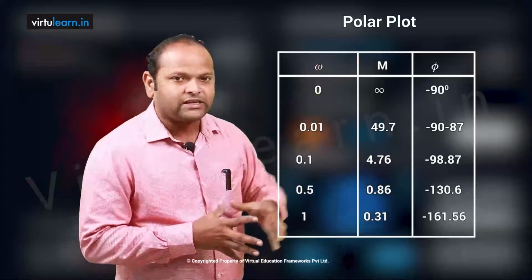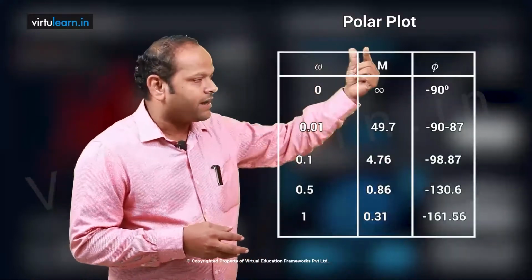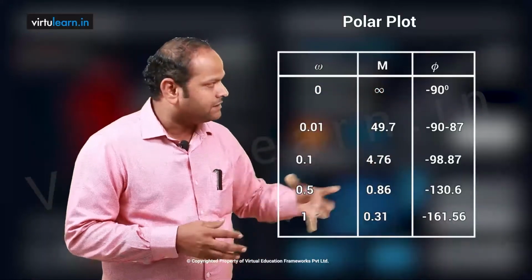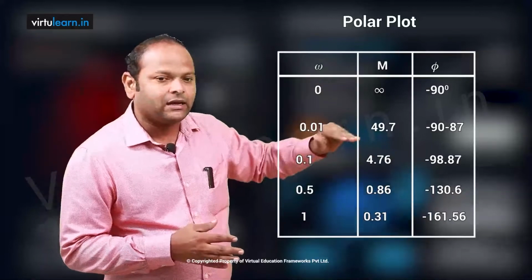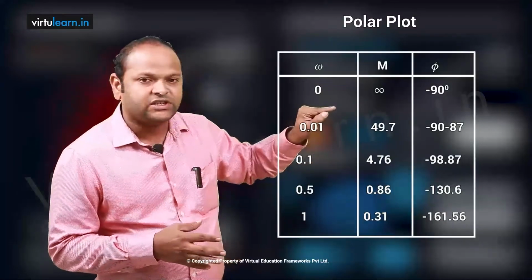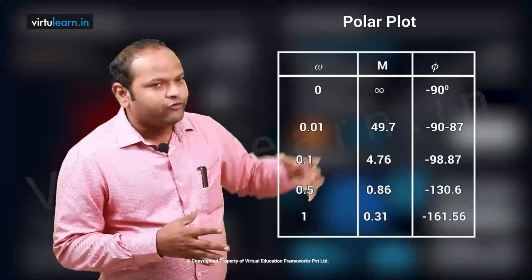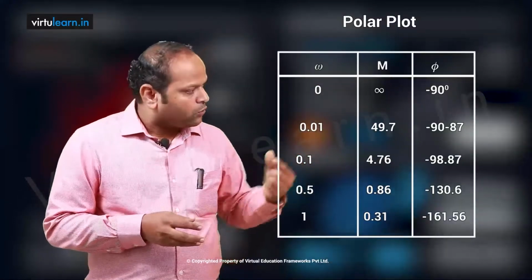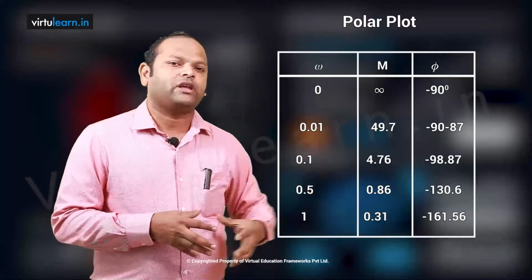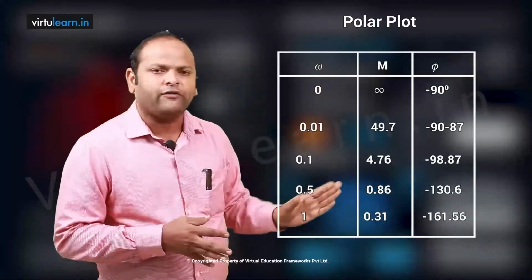Similarly, when you look at the phase angle, it varies from minus 90 and keeps on increasing. When it is increasing, I am interested in minus 161 and also minus 188. In between we have minus 180 degrees. So minus 180 degrees is again one of the important points among all the phase angles.